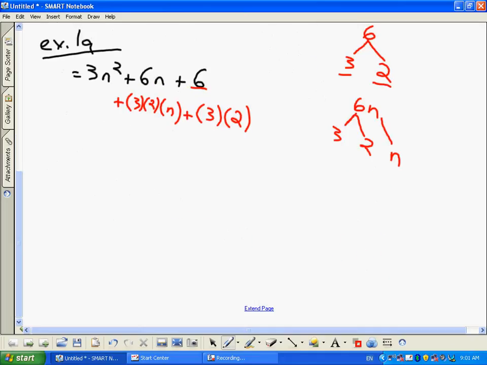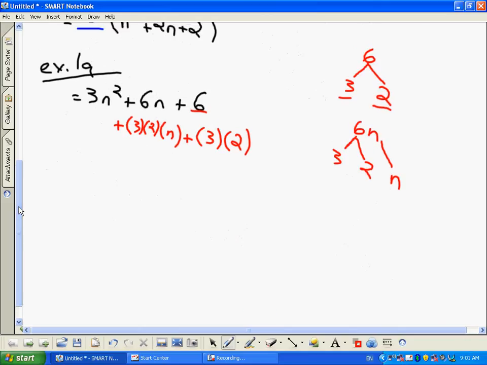And let's go to our last term here. Let's make a little room. So we've done that. Our next term, 3n squared. Well, the only factors of 3 are 3 and 1, so it's already a prime number. So we're going to keep the number 3, but n squared can be broken into numbers.